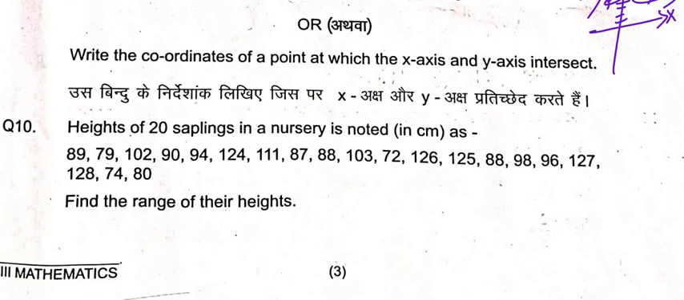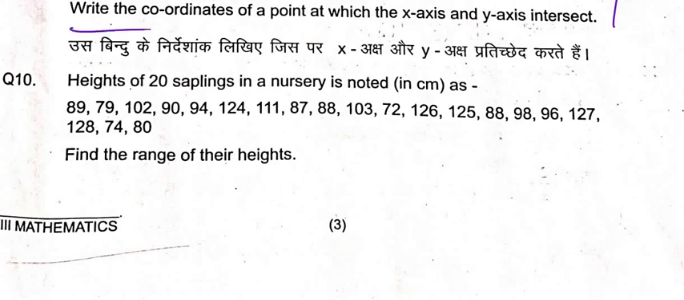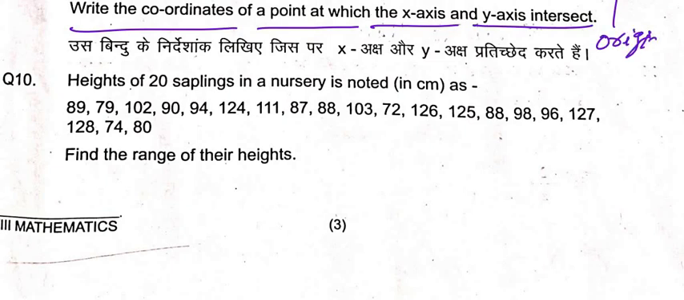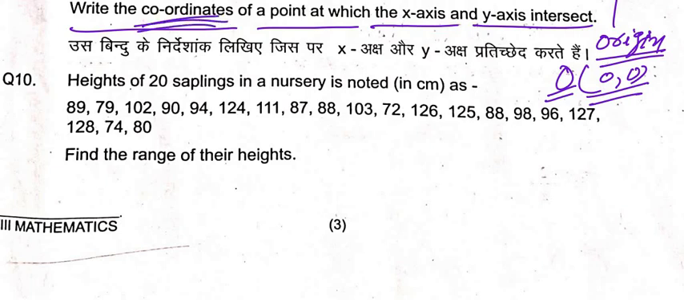Now moving to the OR part. Write the coordinates of the point at which the x-axis and y-axis intersect. As you all know, at the origin the x-axis and y-axis intersect each other. So what are the coordinates of the origin? You already know, 0, 0. So our solution will be 0, 0. Most of the students made a mistake. They wrote just origin. The question asks you to write the coordinates, not where they intersect. So if you write origin, then you must also write 0, 0. Otherwise directly write only 0, 0. This is the correct solution.